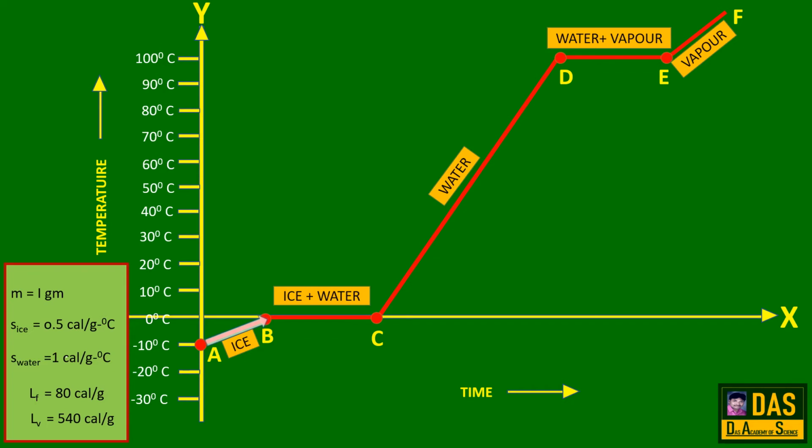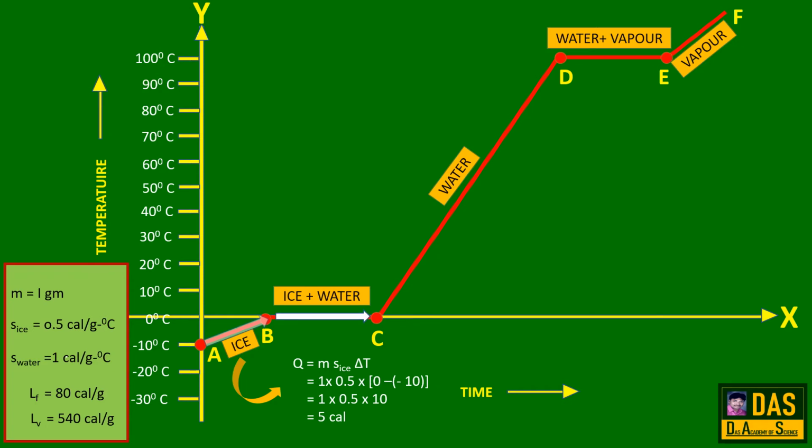So, how much heat energy is required to convert 1 gram of ice at minus 10 degrees Celsius to ice at 0 degrees Celsius? For calculating this amount of heat energy, we use the formula Q is equal to m s delta T. By substituting the values m, S ice and delta T, we get 1 into 0.5 into 10. By calculating, we get 5 calories. So, the amount of heat energy required to convert 1 gram of ice at minus 10 degrees Celsius to ice at 0 degrees Celsius is 5 calories.